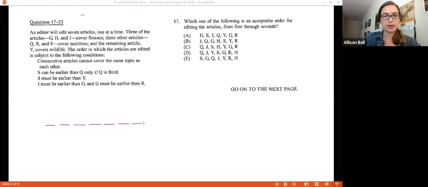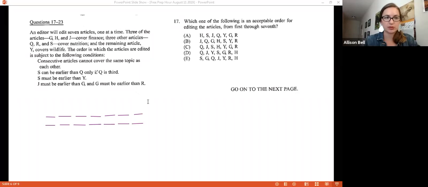And then I'm going to use those lines for the names of my articles, but I'll also add a second row, sort of that 3-dimensional element. And this is going to be for the topics, finance, nutrition, and wildlife. Now this game is a little different than the last one because we know which articles have which topics, but we don't know where they're going to go on the number line.